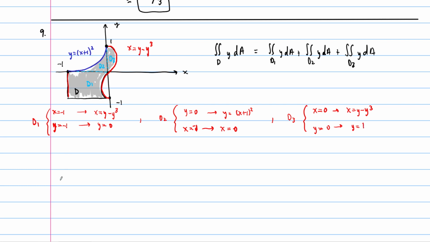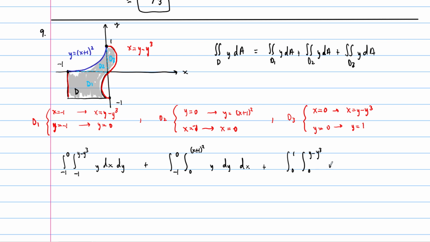All right, and so we write out our three integrals now. So this one's going to be -1 to 0 on the outside. -1 to y minus y cubed, y dx dy, plus, this one's going to be the integral, -1 to 0 on the outside. Inside is going to be 0 to x plus 1 quantity squared, y, this one's dy dx, plus this next one bounded from 0 to 1 on the outside, 0 to y minus y cubed on the inside of y dx dy.